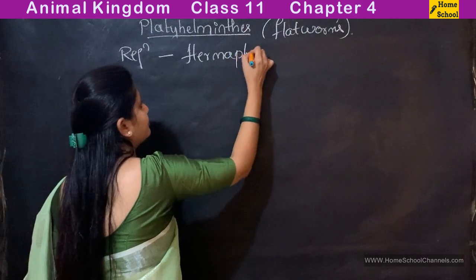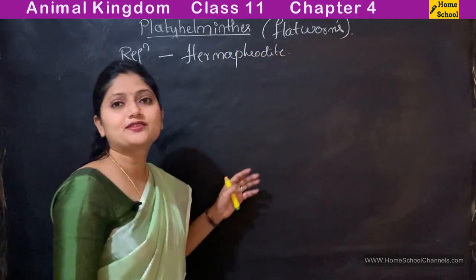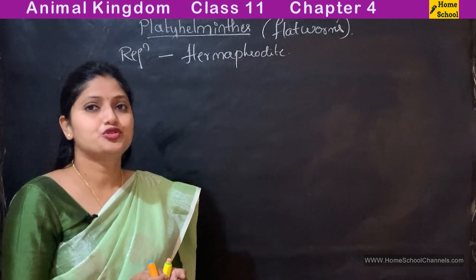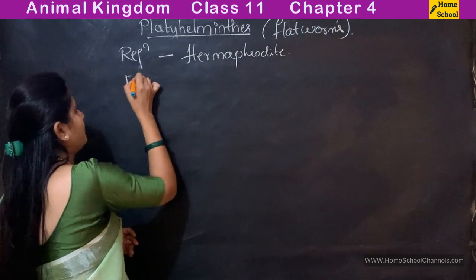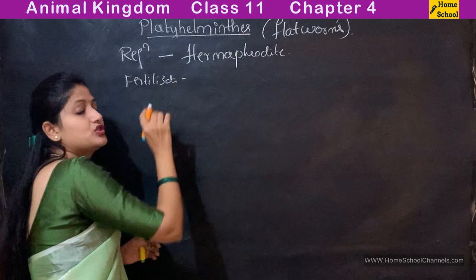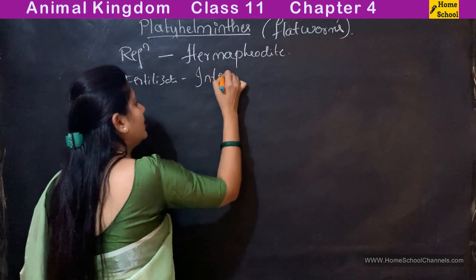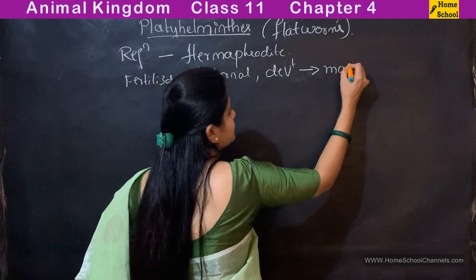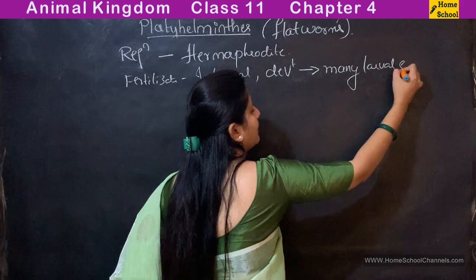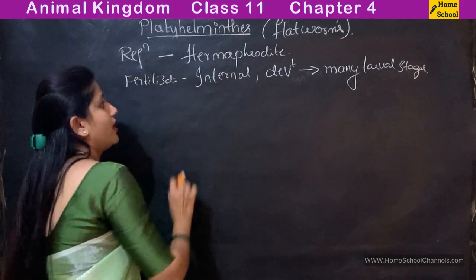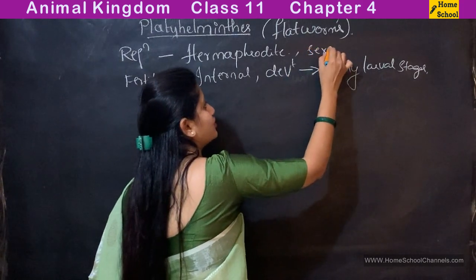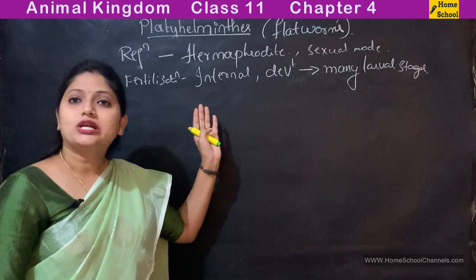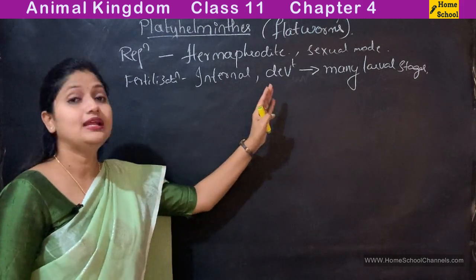We have seen what a hermaphrodite is: both sexes are present in the same organism, and definitely sexual reproduction takes place. About the fertilization, it is internal, and development is through many larval stages. Since they are hermaphrodites, the sexual mode of reproduction is seen, the fertilization is majorly internal, and the development is through many larval stages.